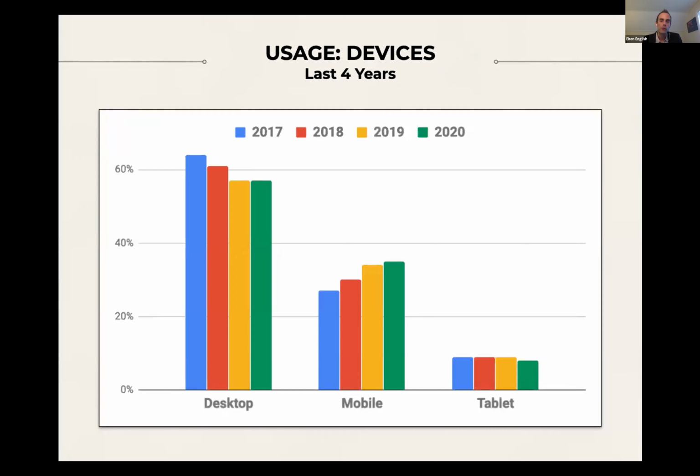In terms of the types of devices people are accessing the site with, this is another interesting trend. This is the first year that desktop usage has not declined. Desktop usage remains steady the past year, while we saw mobile usage continue to increase, and tablet usage actually dropped a little bit. So it's kind of an interesting trend. We'll have to see where that goes in the future.